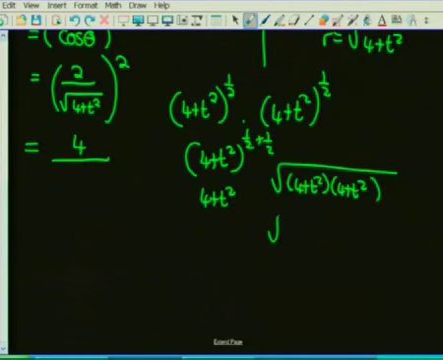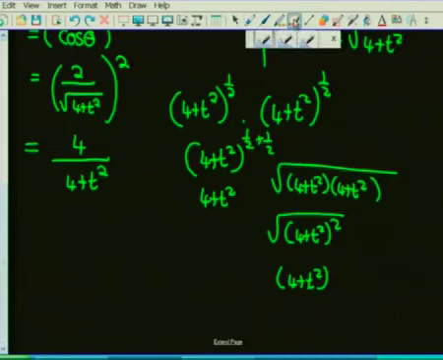And of course that's the same as saying 4 plus t squared, squared, which means the answer is 4 plus t squared. So it's up to you, however you like to do it. We get that.